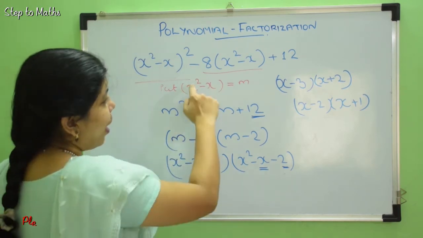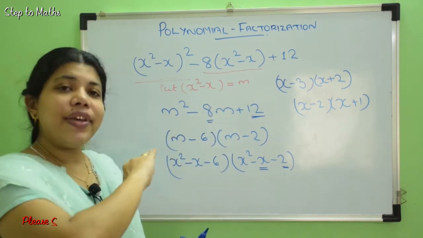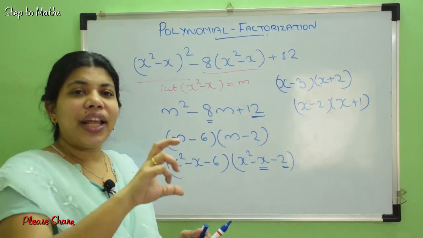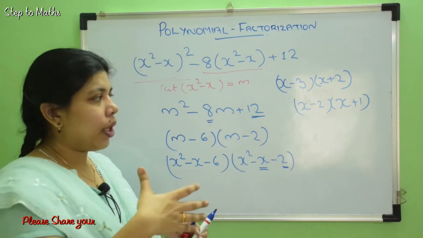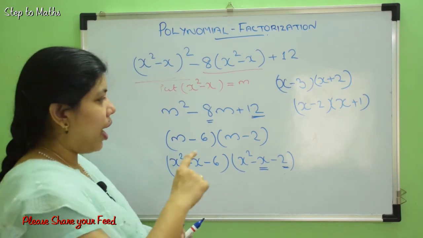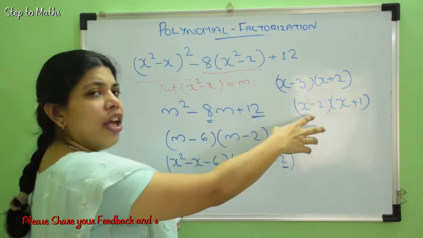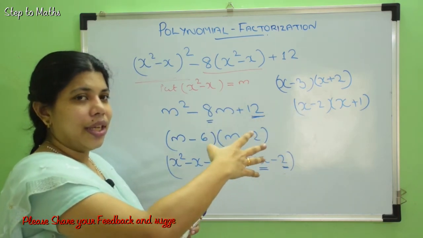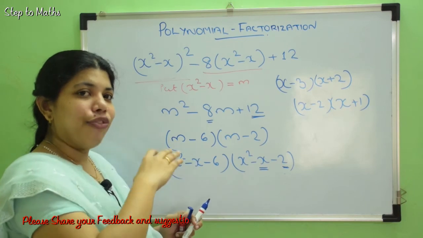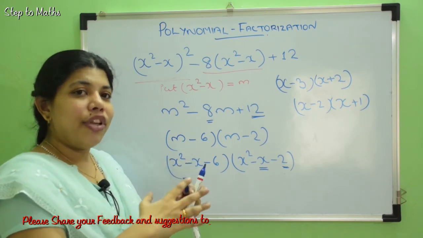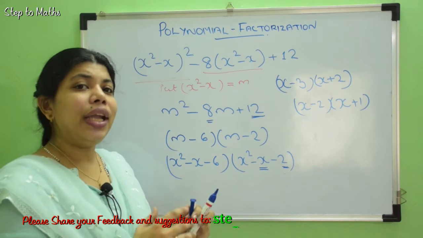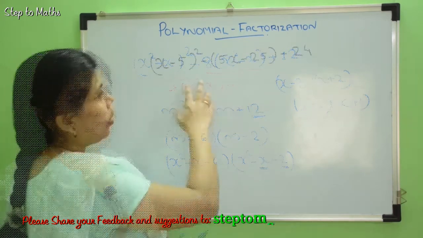Here we make a substitution. In the previous examples, we rewrote one term and found the factors, and here we make some substitution and find the factors. As I already said, for factorization of different polynomials, different techniques are used.